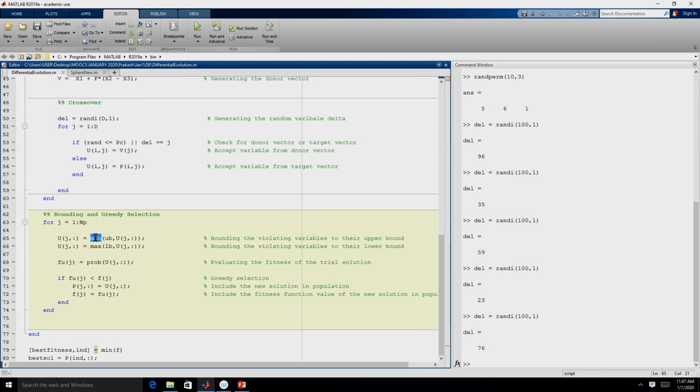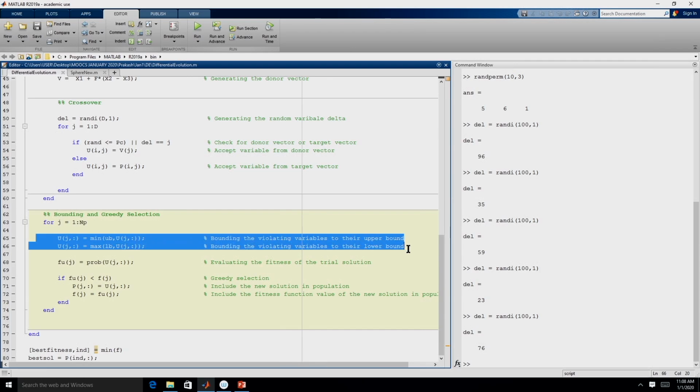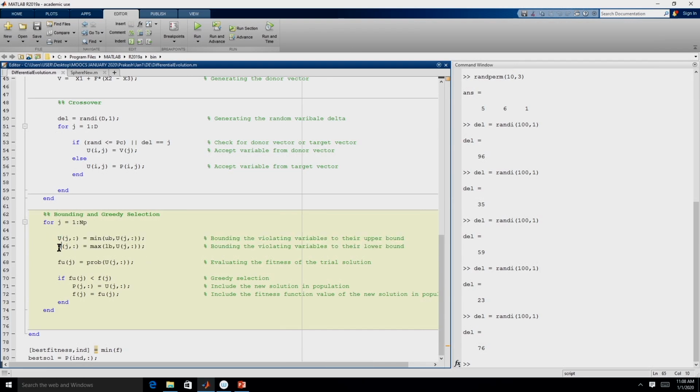So, we are using the min operator. In line 65, if any variable in the jth row of u violates the upper bound, it will be brought back to the upper bound. Similarly, line 66 will ensure that for the trial vector u of j comma colon, if any of those values violate the lower bound, it is brought back to the lower bound using this max operator. If the values do not violate the lower and upper bound, they will be retained as such. We had seen 65 and 66 in detail when we learnt teaching learning based optimization. Now this trial vector is bounded.